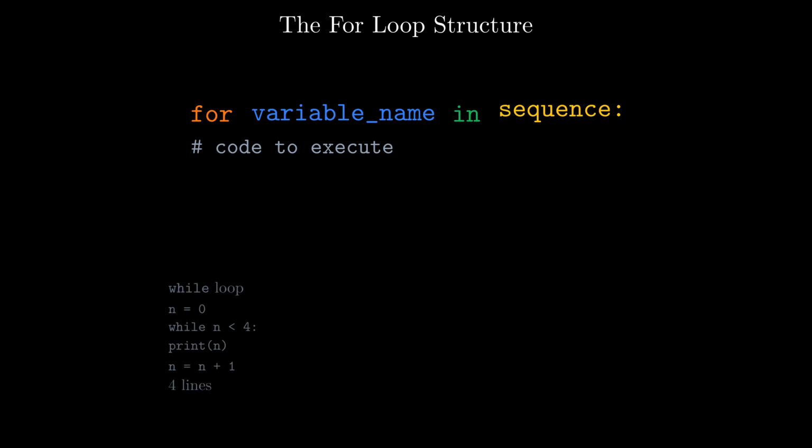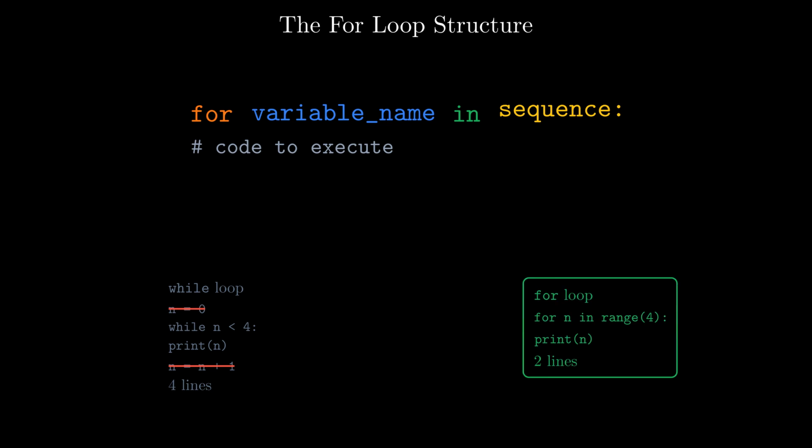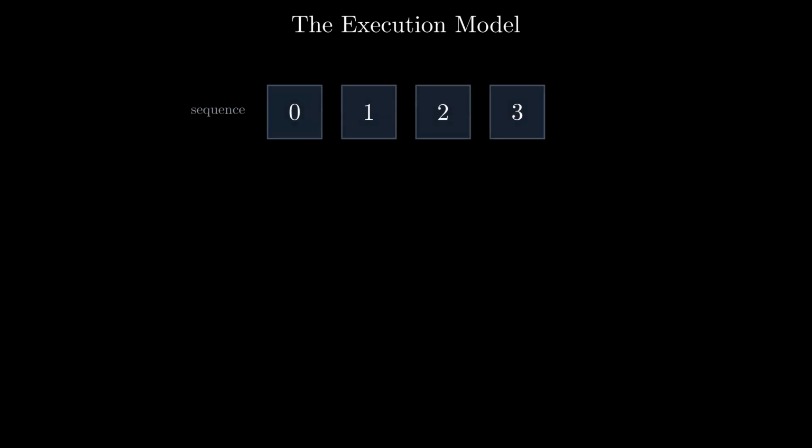Compare this to the while loop. No initialization line, no increment line. Python manages both automatically. Your variable name can be anything. Ni, count, episode. The in keyword is the mechanism that binds your variable to each successive value. Every time the loop body finishes, Python grabs the next value from the sequence and assigns it. 2 lines replace 4.